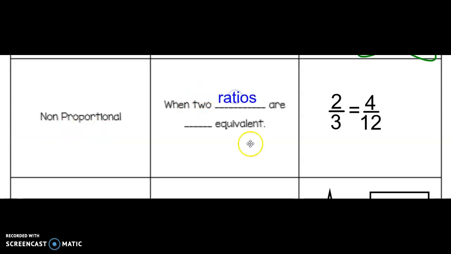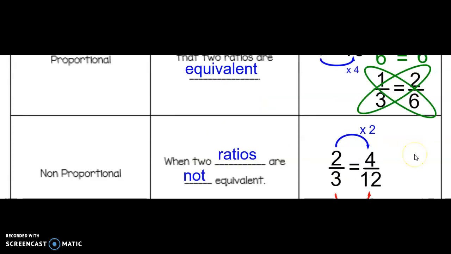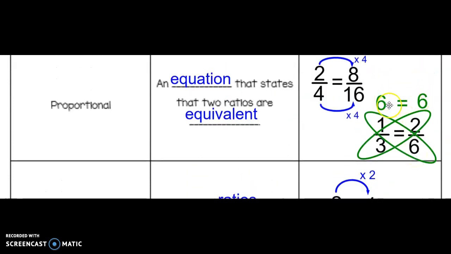Non-proportional is when two ratios are not equivalent. Here's an example of two non-equivalent ratios, 2/3 and 4/12. In our numerator, we're multiplying by 2 to get to 4. However, in our denominator, we're multiplying by 4 to get to 12. Because we did not multiply by the same number, they are not proportional. If we used the multiply-across method and got two different numbers, that would also be non-proportional.